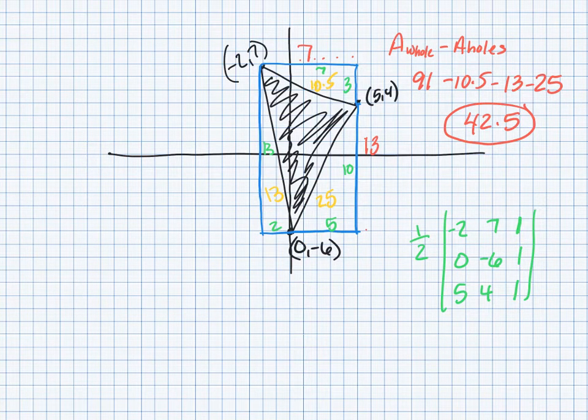Now, whoever invented this, I don't get it, but you put 1s down the third column, and you put your 3 vertices stacked on top of each other. Every once in a while, or a lot of times, you will get a negative answer, but just make it positive, because area is positive. But depending on what order you put the vertices in, you might get a negative, okay? This morning they got a negative, but you just make it positive.